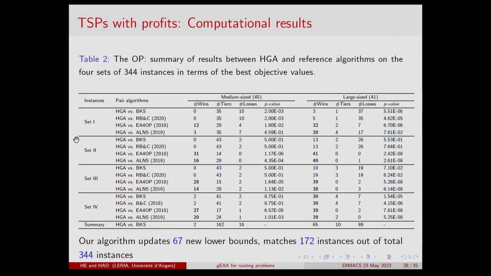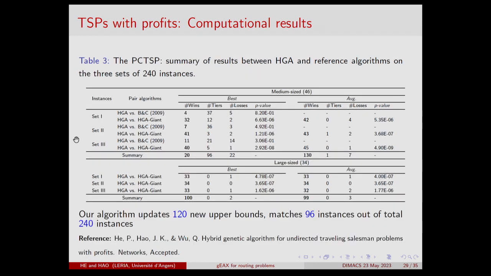And here are some computational results of our algorithm when solving the OP. And we can update 67 new lower bounds. For the PC TSP, we can also update 120 new upper bounds.